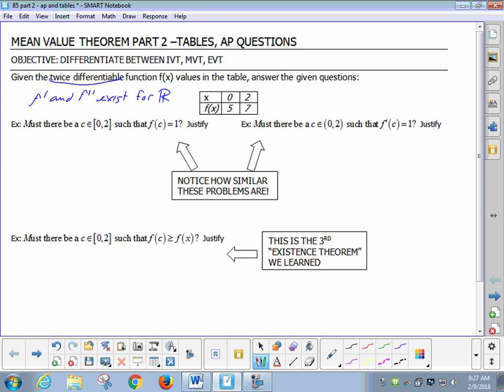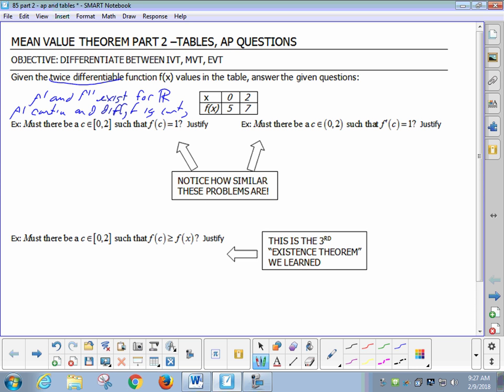That actually implies a whole ton. If F double prime exists for all, then that means F prime is differentiable everywhere. So F prime must be continuous because it was differentiable to get F double prime. So you get F prime is continuous and differentiable, which also implies F is continuous and differentiable. There's a lot implied in that. There's a lot of power. You with me?